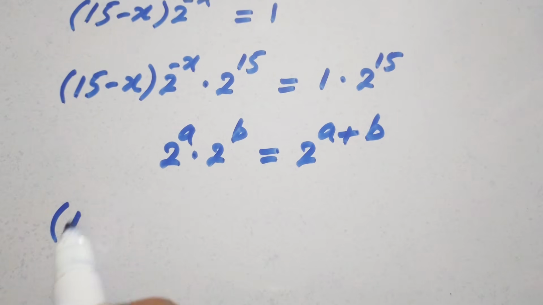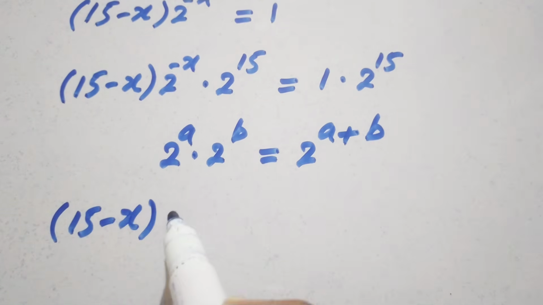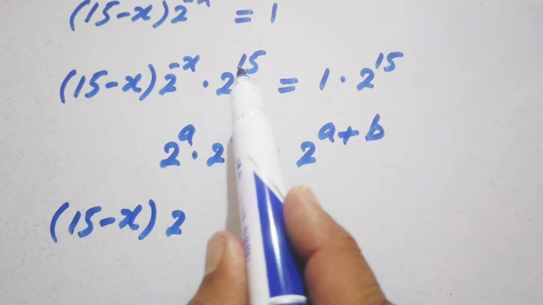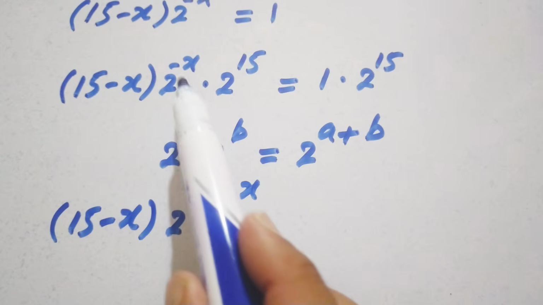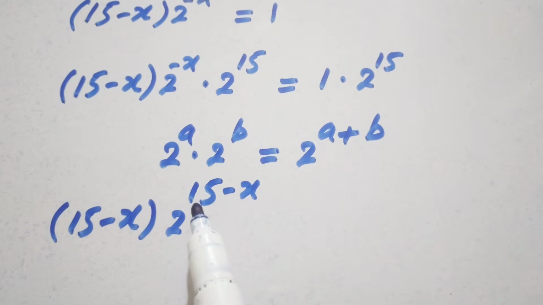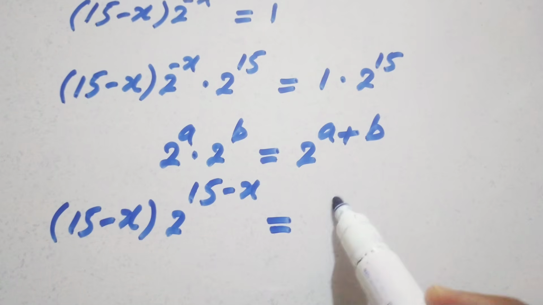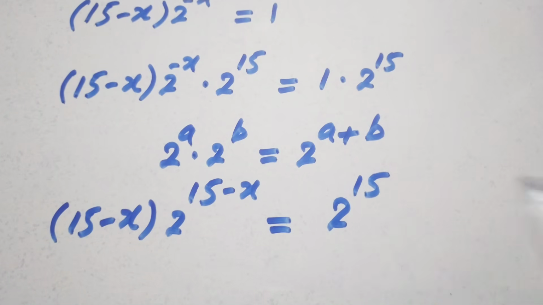Now we can write this as 15 minus x into 2 power minus x plus 15. We can write this as 15 minus x, minus x plus 15 is equal to 15 minus x. This is equal to 1 multiplied by 2 power 15, which is 2 power 15.